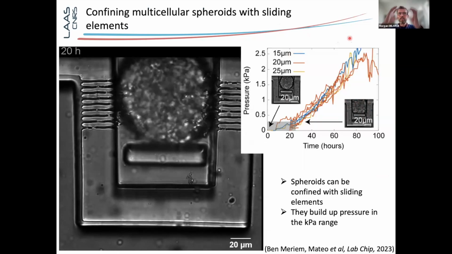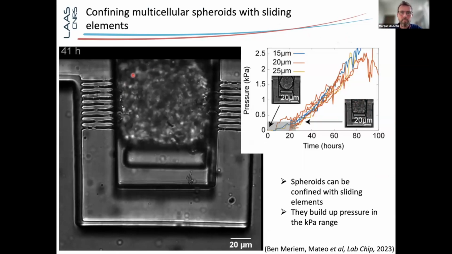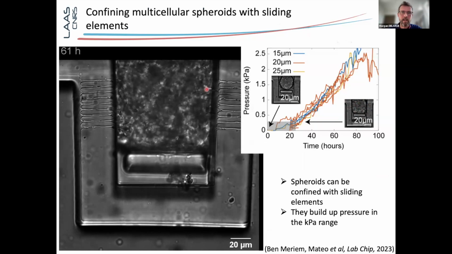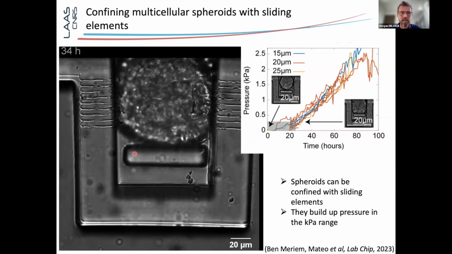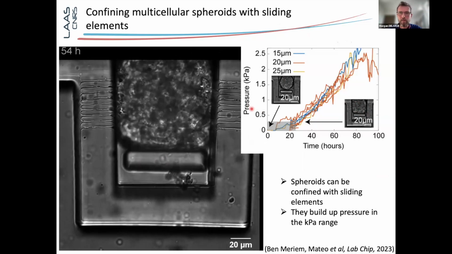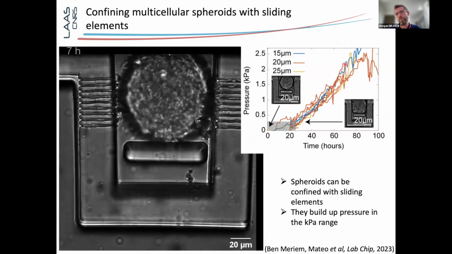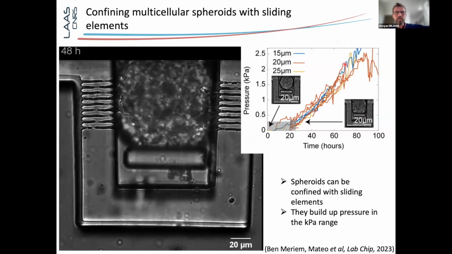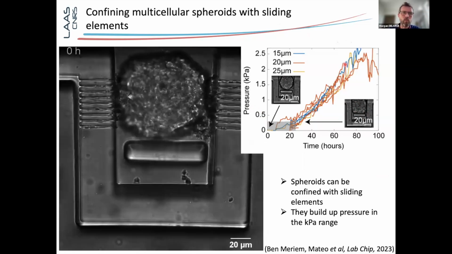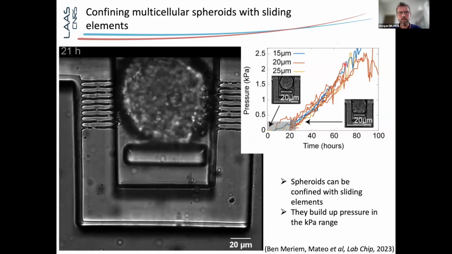So combining these two technologies, we are able to trap mammalian cells, and then they are fully confined, and they will start to build pressure and deform this deformable element, and they will build pressure in the kilopascal range. In the next two slides, I want to give you two examples of what we do with these sliding elements in the lab.